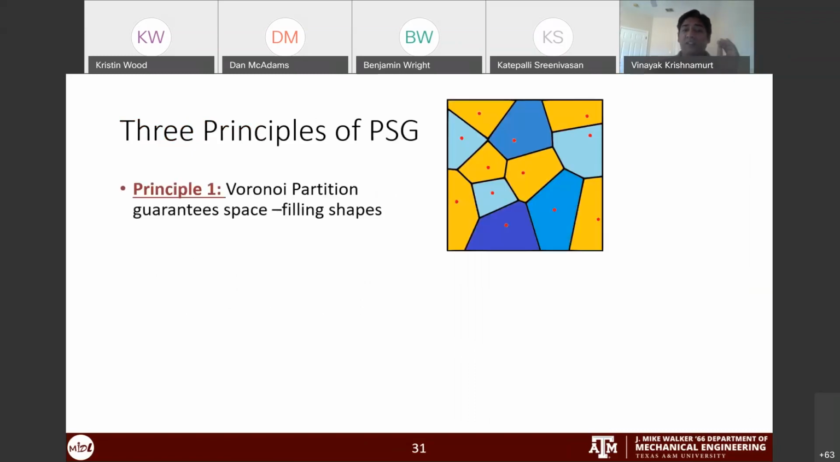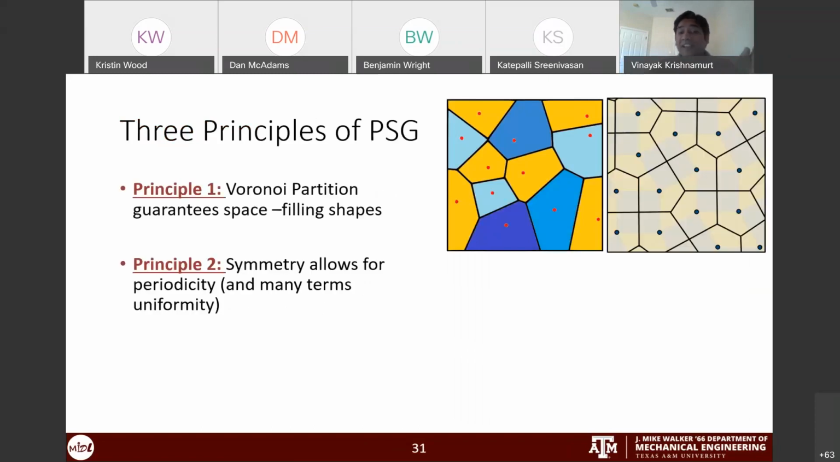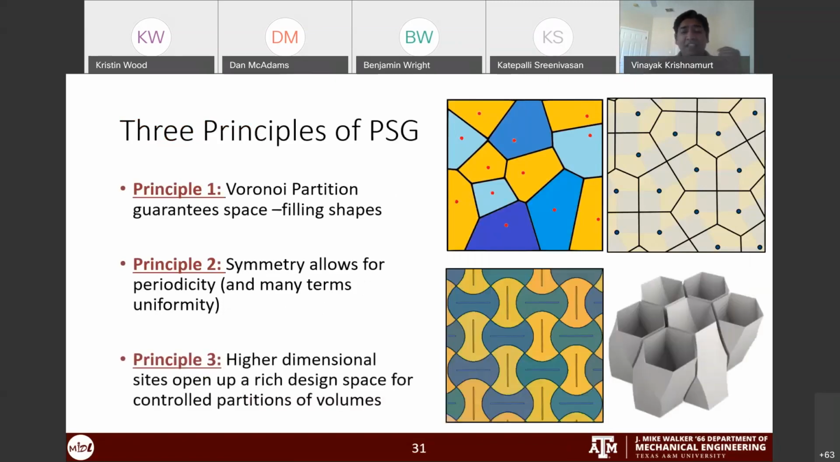So the first is Voronoi partitioning guarantees space filling shapes. The second is symmetry allows for periodicity and many times uniformity. And the third is higher dimensional sites open up a very rich design space for creating controlled partitions of volumes. Remember that we want to be able to intentionally design things. So we want to be able to control where and how the partitions happen.